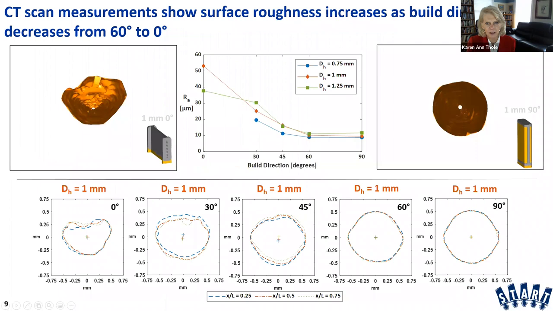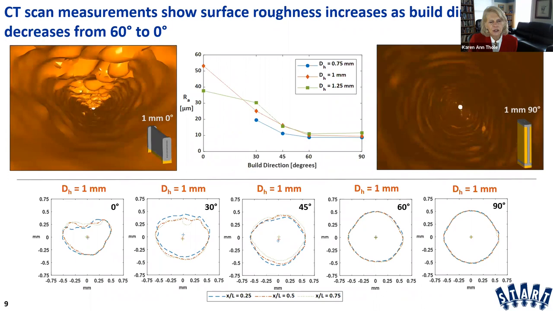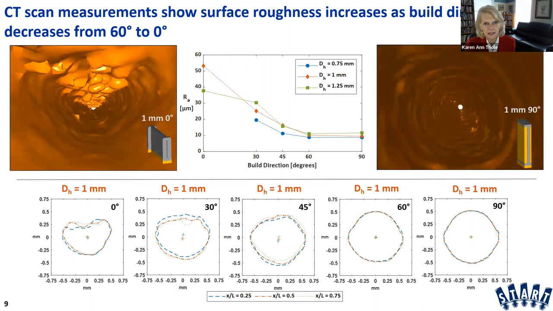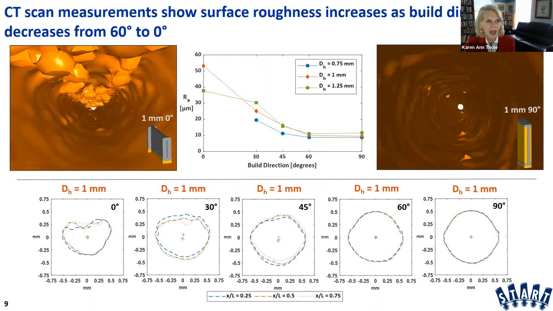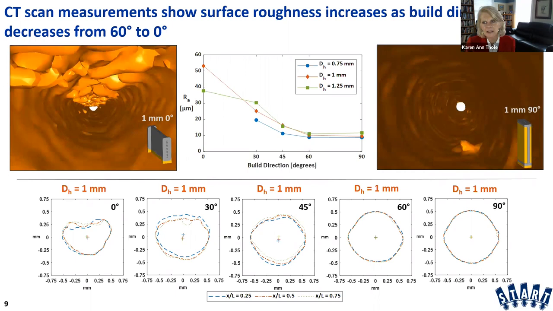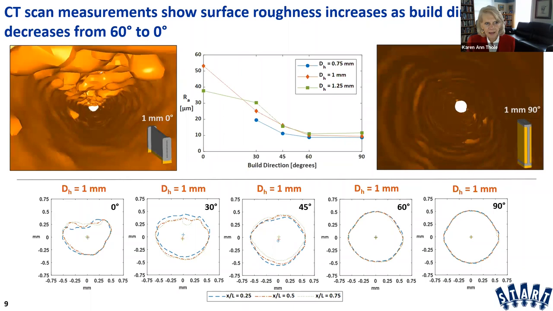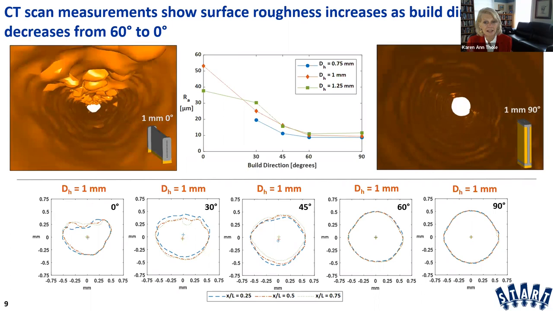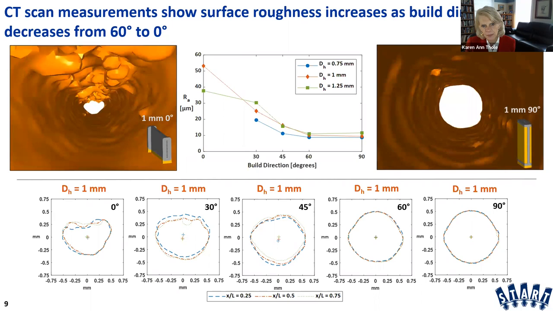And these are two videos at the top. On the left, you see the channel being built at 0 degrees. And as you might expect for 0 degrees, you see a lot of caving in of the top as the melt pool happens. Whereas on the right is a 90 degree channel that we built up in a vertical way. And you can see the different rings which represent the different layers. At the bottom, you actually see what some slices look like as you go down the channel from the 90 degree build to the 0 degree build for this 1 millimeter channel.